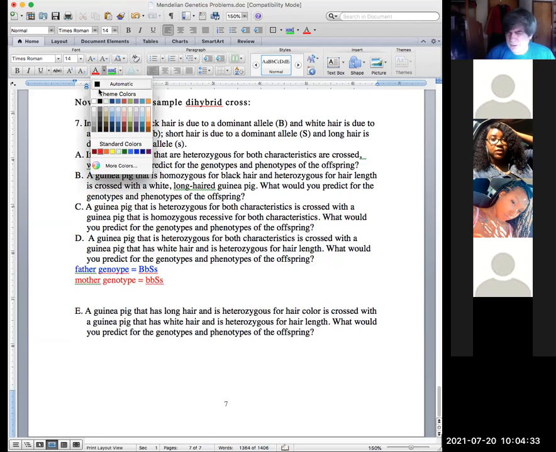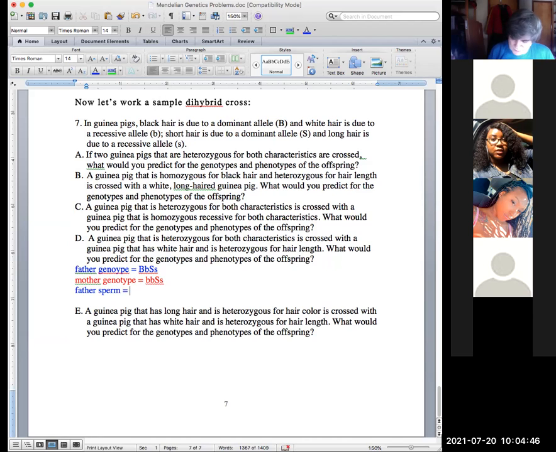Okay, so for the father's gametes, we can be more specific since it's a he, and we can say sperm. He's going to be able to make 4 types of gametes. A fourth of them will be big B with big S. A fourth of them will be big B with little s. A fourth of them will be little b with big S. And a fourth of them will be little b with little s.